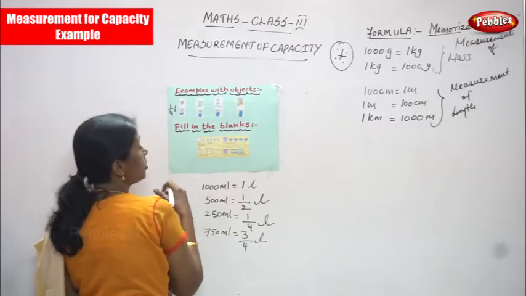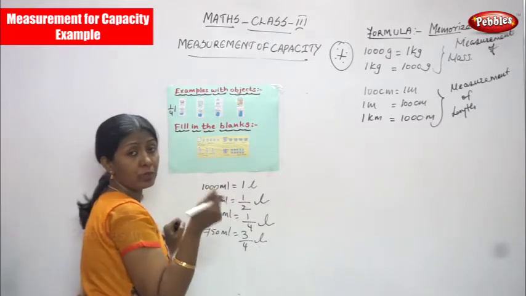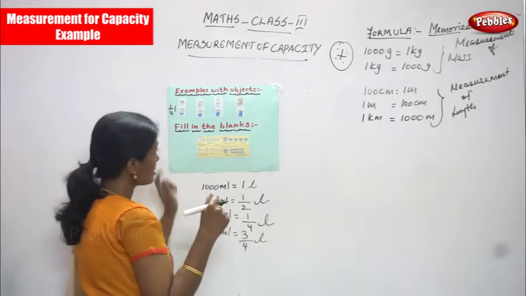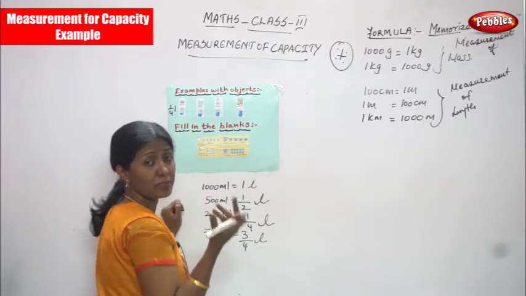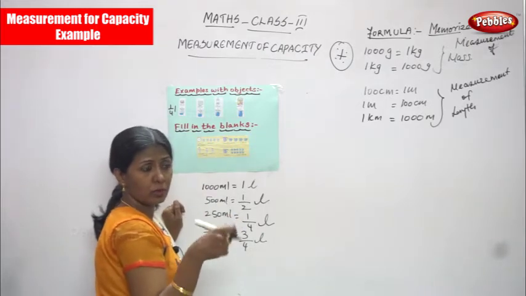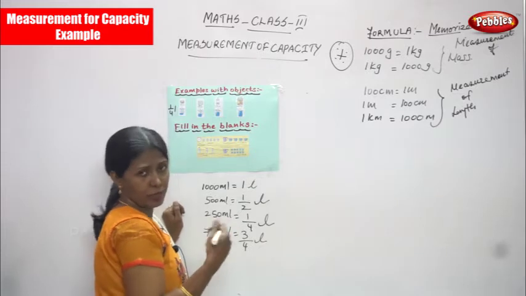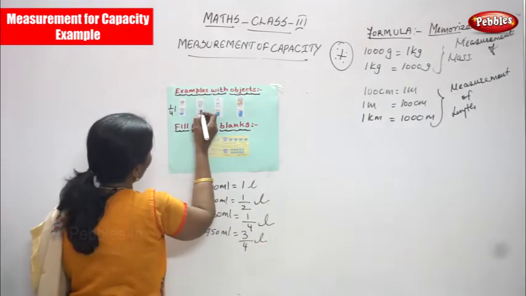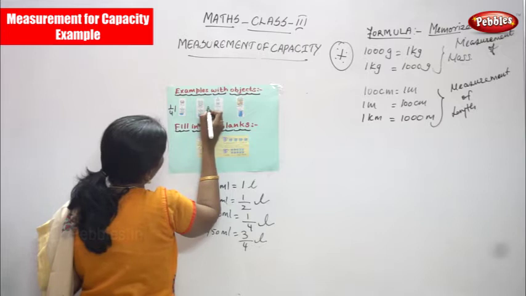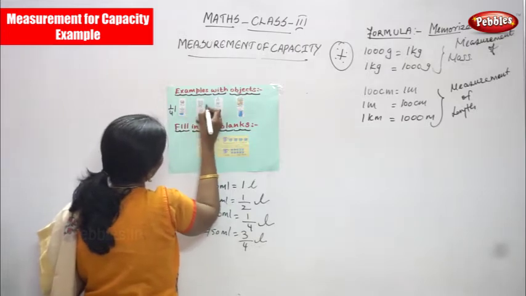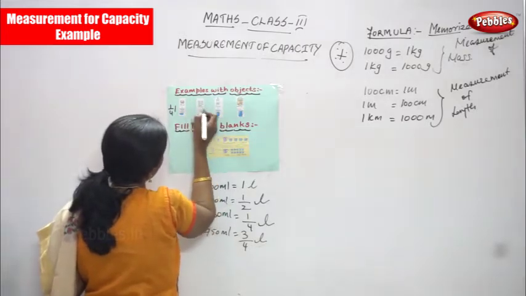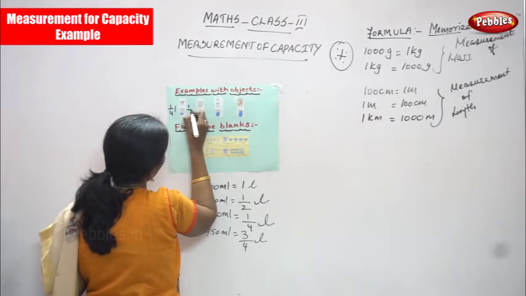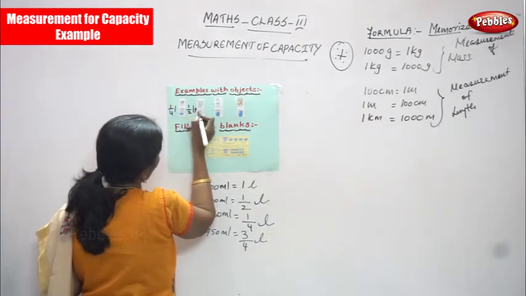What is the purpose of a mug? We use it to take water. So 500 ml means nothing but half a liter. I'll write it here: half a liter. So it denotes half a liter.